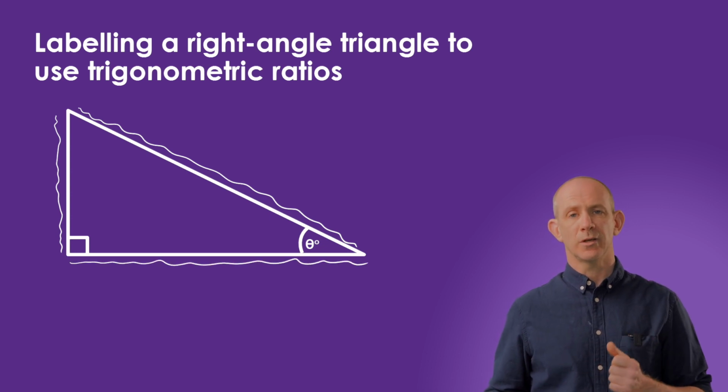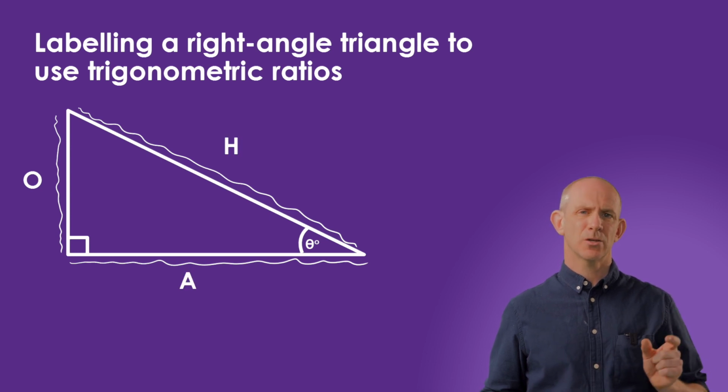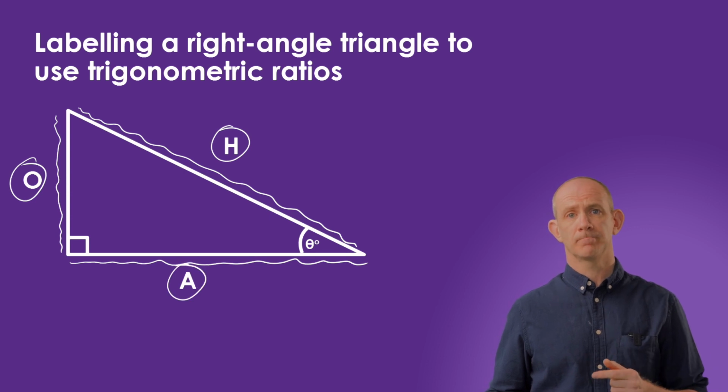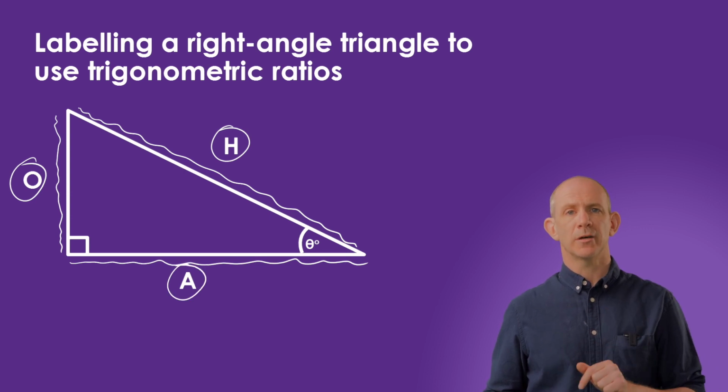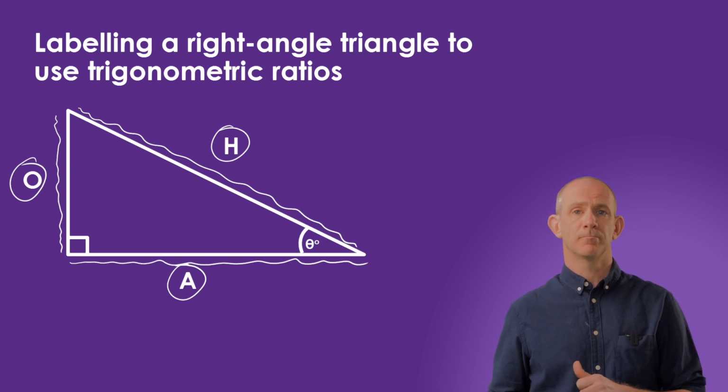We tend to label these with O, H and A. And I tend to circle these labels to stop the O being confused with a 0. Now we've labelled the sides, we can consider the trigonometric ratios and how to use them.